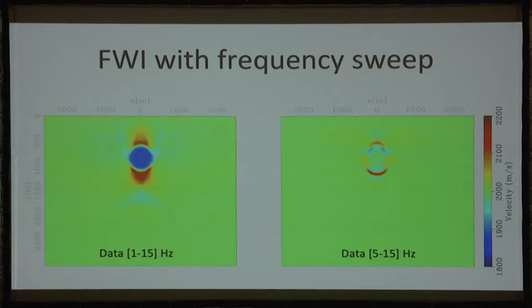So this is the comparison of the inversion result after using all the frequencies we have in the data. The picture on the left shows where the data is from 1 to 15 hertz, and the picture on the right is data from 5 to 15 hertz. What you can see is that we can reconstruct the low velocity anomaly when we have low frequencies. But when we don't have low frequencies, we can only image the boundaries of this anomaly, which is what people typically observe in reflection waveform inversion. And if we look at the depth of the boundary, you can see that the boundary is mispositioned because the low velocity anomaly was not resolved.